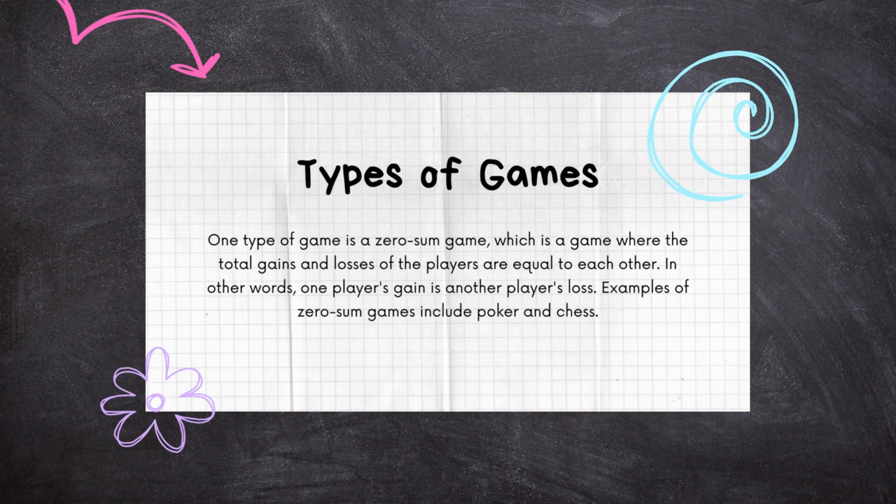Next is types of games. One of the types of games is the zero-sum game, which is a game where the total gains and losses of the players are equal to each other. In other words, one player's gain is another player's loss. Examples of zero-sum games include poker, chess, something like that.